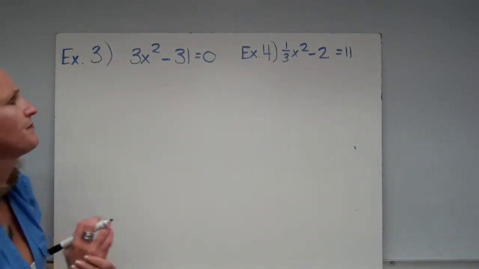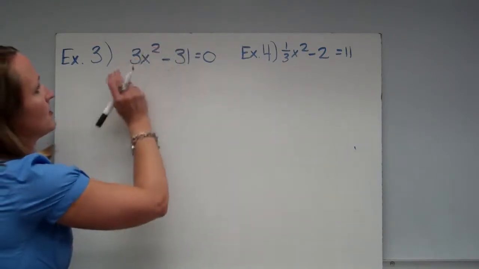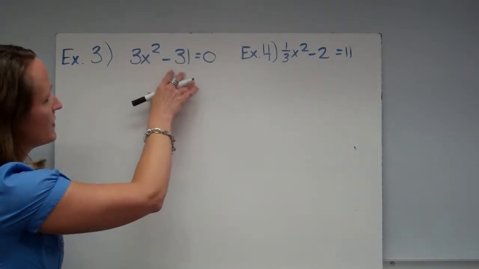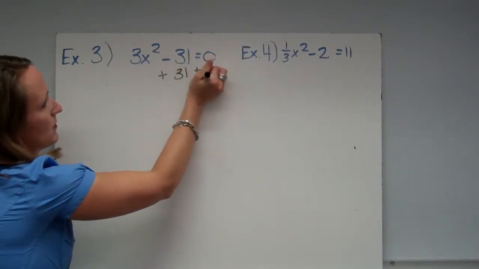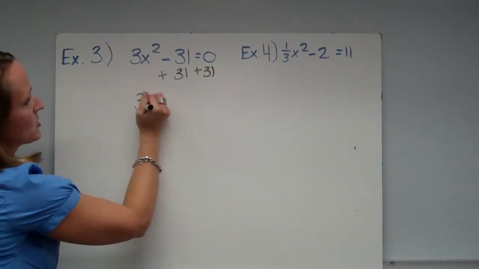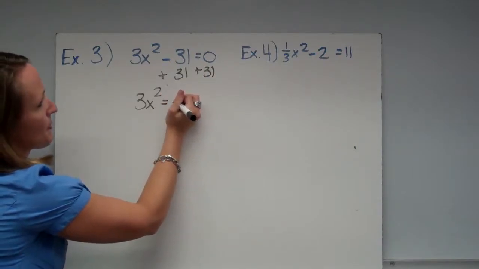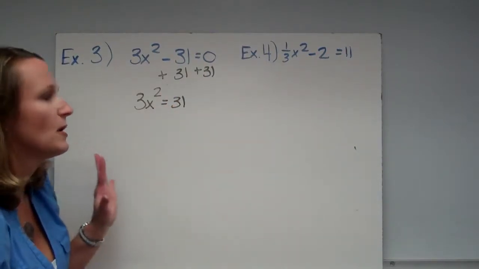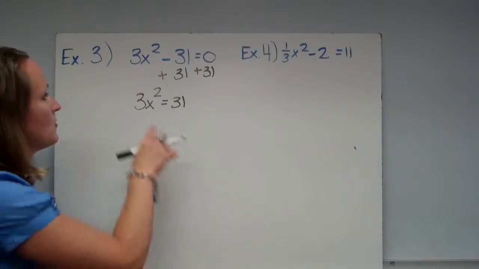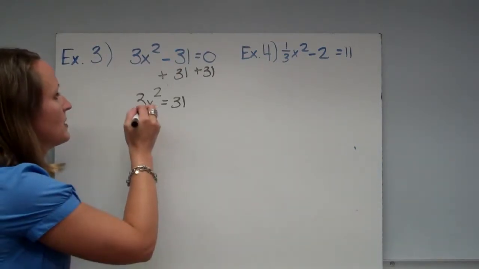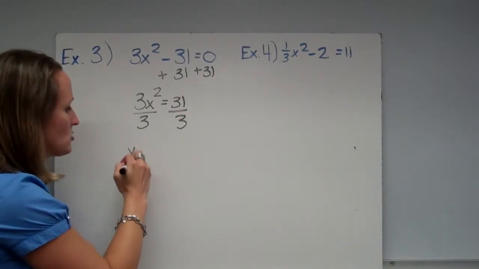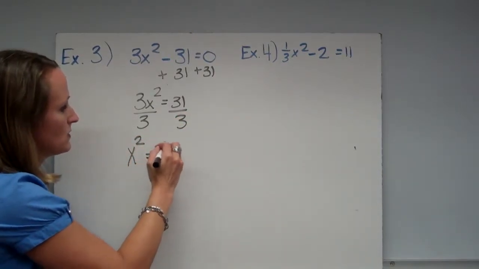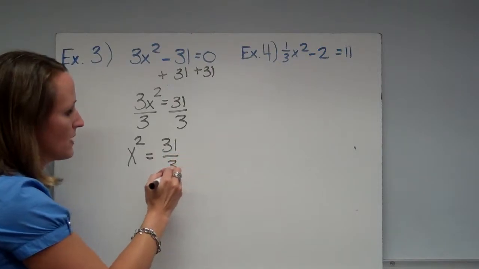Okay, so this one gets a little more complicated. Let's start out by moving our 31 over. So now we have 3x squared equals 31. But we still can't solve it just yet. We've got to get rid of this 3. So I'm going to divide on this side and divide on this side. I'm going to have x squared equals 31 over 3.